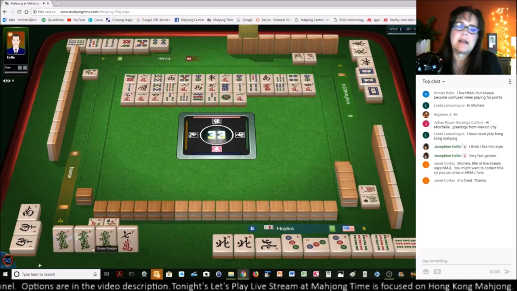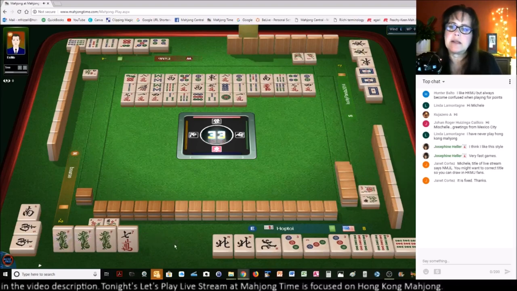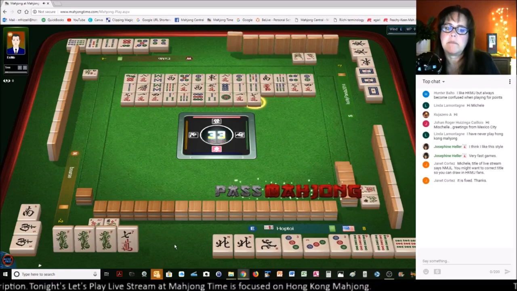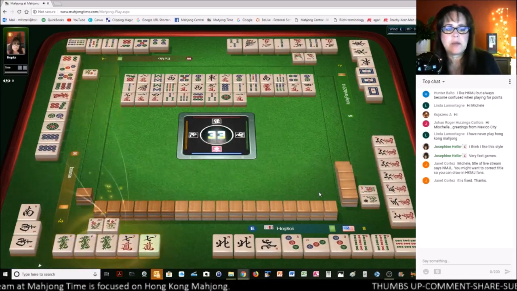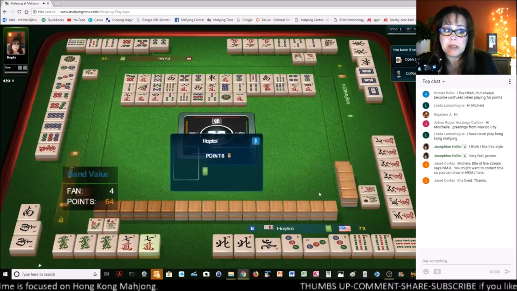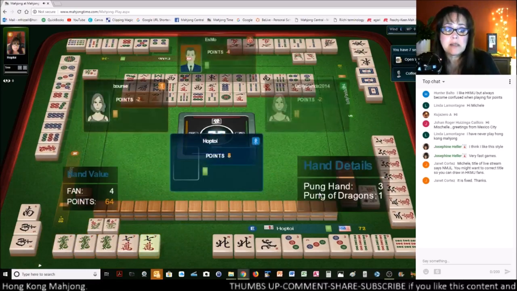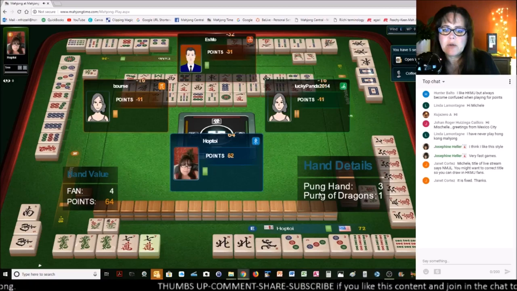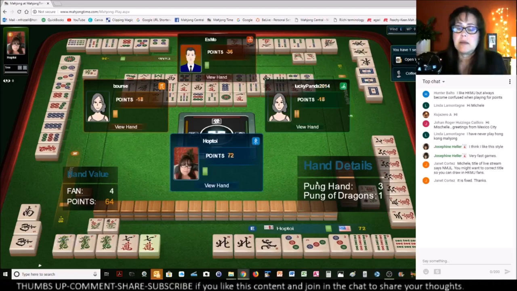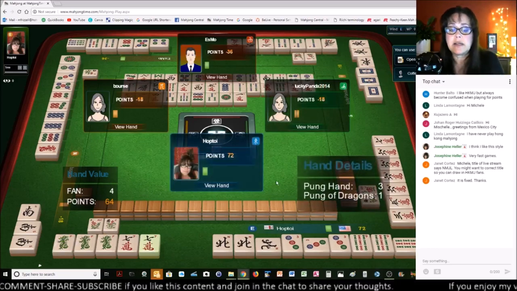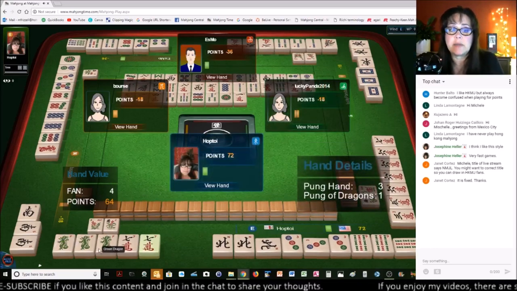I should test that. I probably should have kept the 1 dot because... 7 characters. Oh, there's the mahjong right there. Woo! Mahjong. Okay, all pung. And we have a dragon pung. And what else? We have our own flower. No, dragon pung, pung hand. 3 and 4, 3 and 1. The pung was 3 fawn. A dragon pung is 1 fawn all by itself.